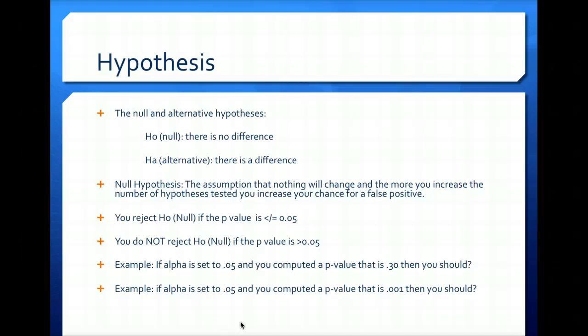Hypothesis. We always have a hypothesis within our research, and often you will hear null and alternative hypothesis. What does that mean? When you see H0, this is the null hypothesis, and that essentially means there is no difference. When you see HA, this is the alternative, and that means there is a difference. A null hypothesis is essentially the assumption that nothing will change, and the more you increase the number of hypotheses tested, you increase your chance for a false positive.